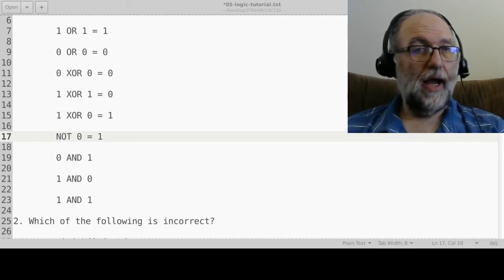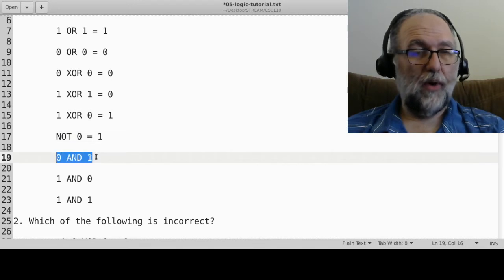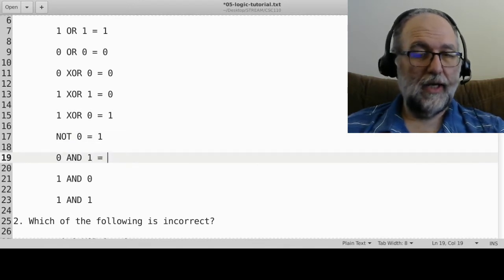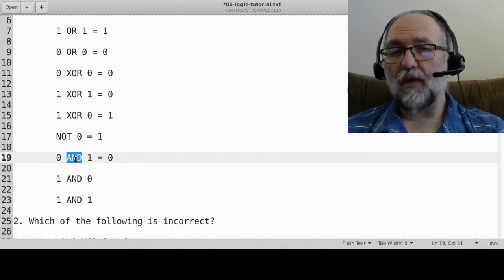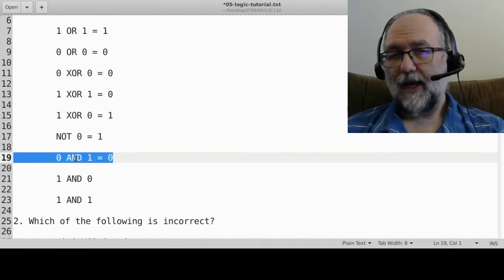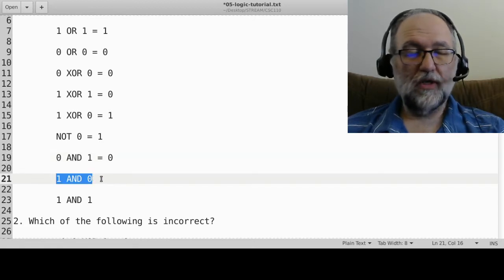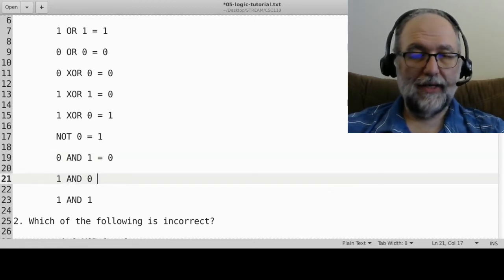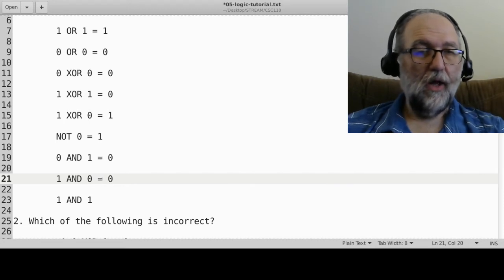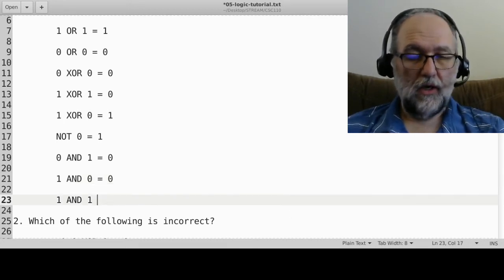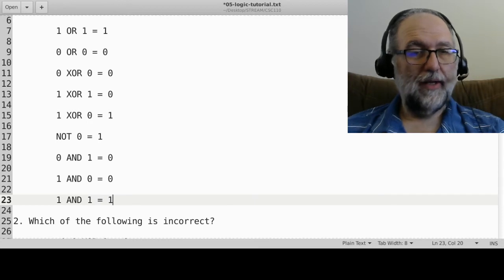So here, 0 and 1 is going to equal 0. If this were an OR, it would have equaled 1, but it's an AND, and AND says they must both be 1s. Are they both 1s? Nope, so then it's a 0. Again, the order doesn't matter, so 1 and 0 is equal to 0. Only if they're both 1s do you get 1: 1 and 1 equals 1.